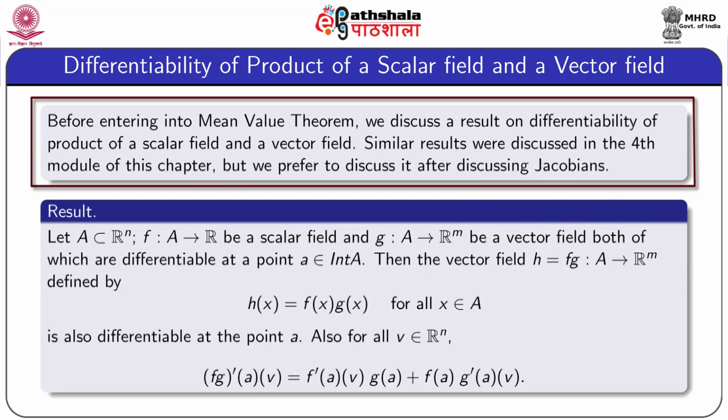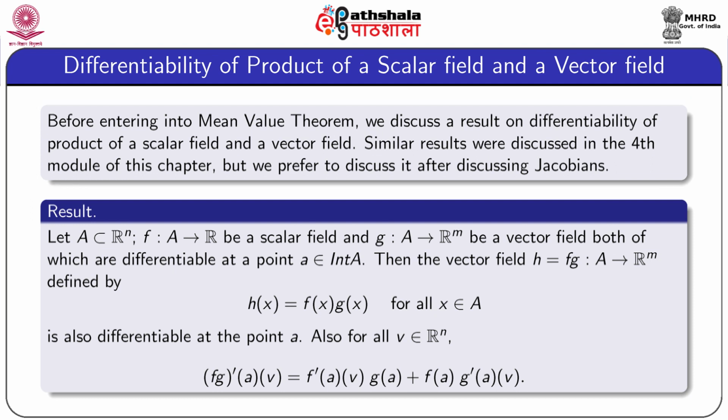Before entering into the mean value theorem, we discuss a result on differentiability of the product of a scalar field and a vector field. Similar results were discussed in the fourth module of this chapter, but we prefer to discuss it after discussing Jacobians. The result: let A be a subset of Rn, f from A to R be a scalar field and g from A to Rm be a vector field. We further assume that both f and g are differentiable at a point a, which is an interior point of the set A. We define a vector field H equal to fg from A to Rm as follows.